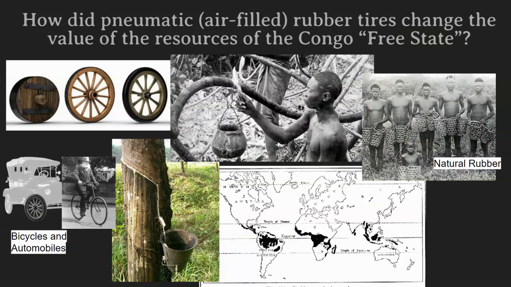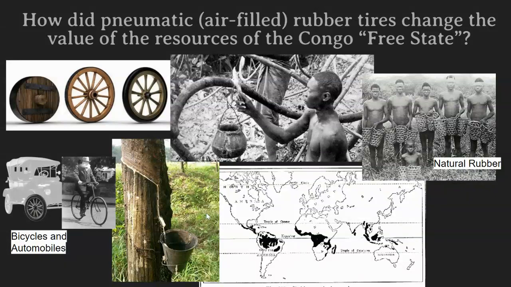All right. So the next question is, how did pneumatic air-filled rubber tires, the invention of rubber tires, change the value of the resources in the Congo? How did the invention of rubber tires make it more valuable to have the Congo? And how did the rubber tires make Europeans want to exploit the Congo even more than they already did?